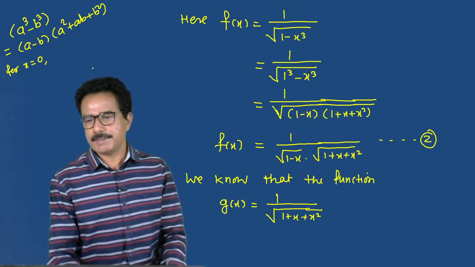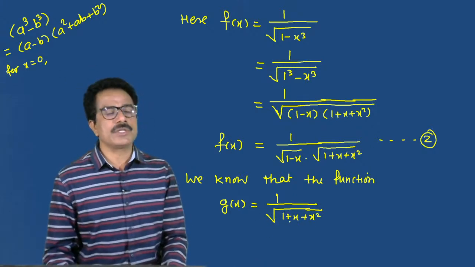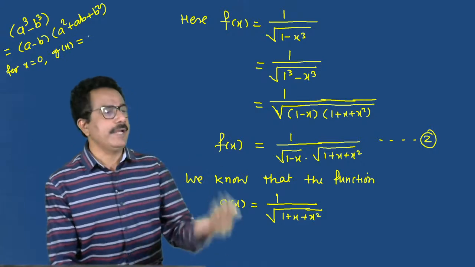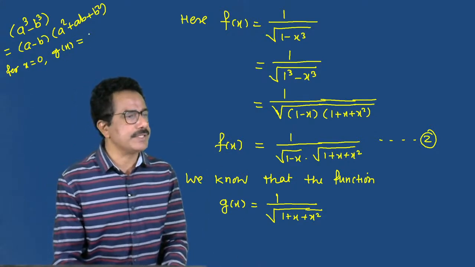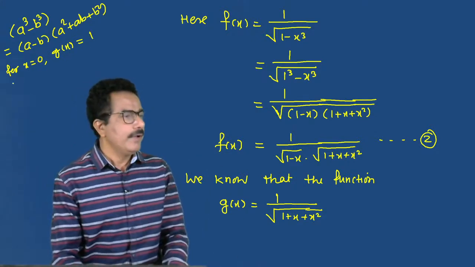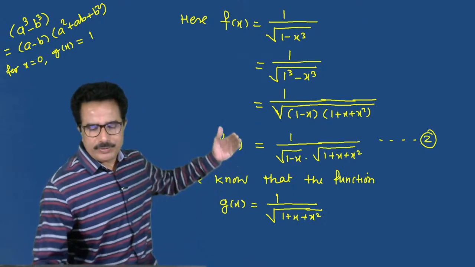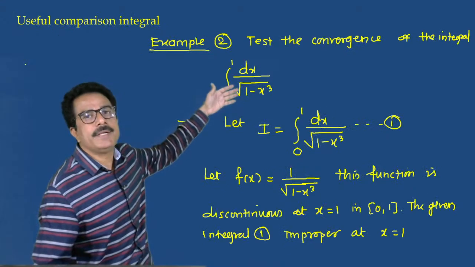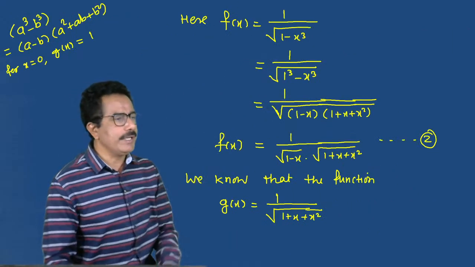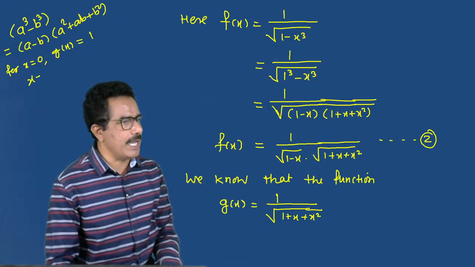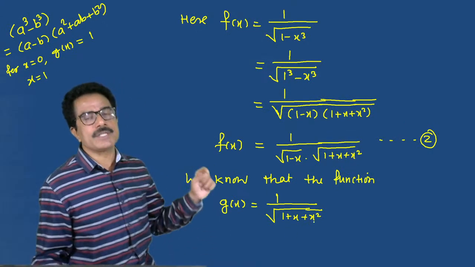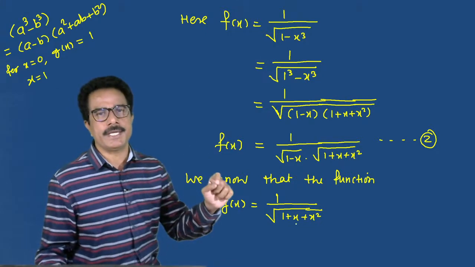Now see this, if we put x equal to 0, then g of x is 1. What is the upper limit? The lower limit is 0, the upper limit is 1. So if we put x equal to 1, then g of x is 1 divided by root 3.